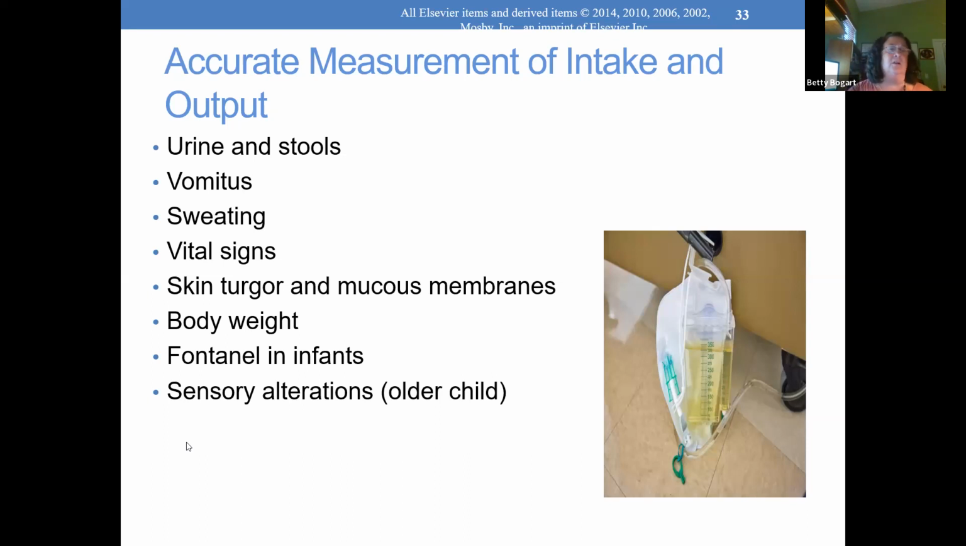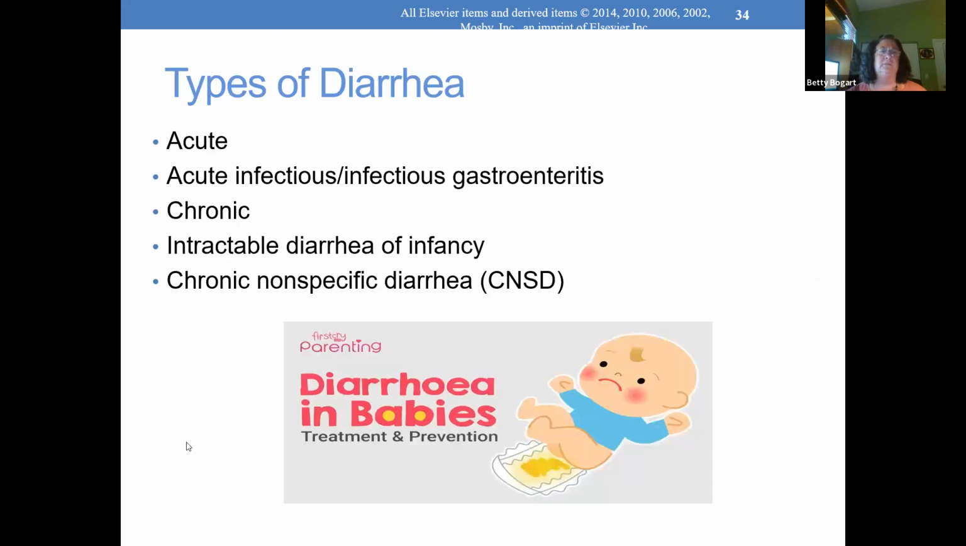We know the skin turgor, the vital signs, the body weight. I mean, that's how we look at fluid balance in children, is their weights. And that fontanelle, we know if it's bulging, we think hydrocephalus; if it's sunken, we know that there's some sort of fluid problem there. And older children, not the young ones, tend to be more lethargic and not as alert when they're severely dehydrated.